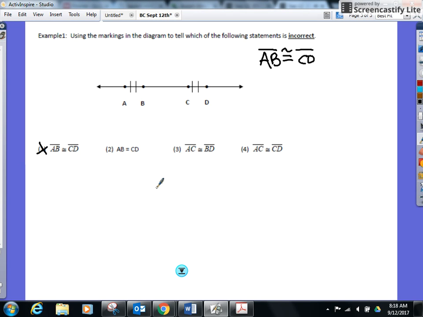AB and CD. Remember, I got rid of the line segment symbol. What's that tell us? That the length of AB is the same as the length of CD. Is that true or false? It's true. If they're congruent, that's what congruent means, that they have the same length.